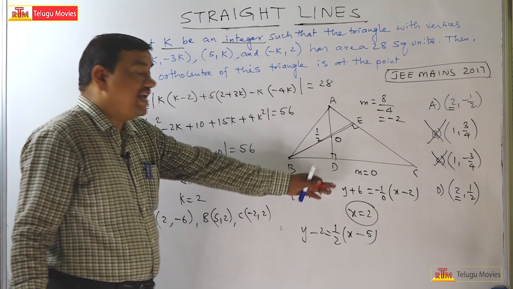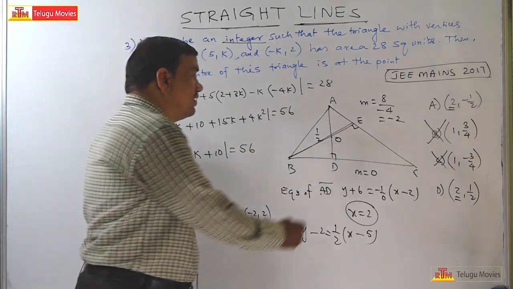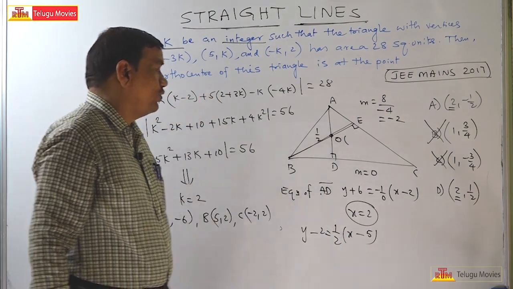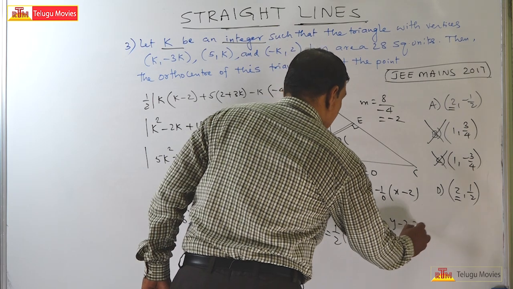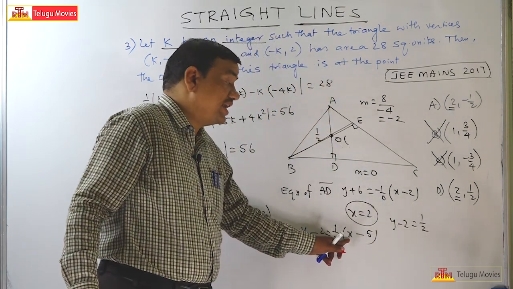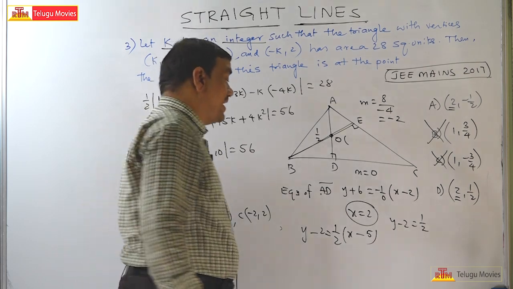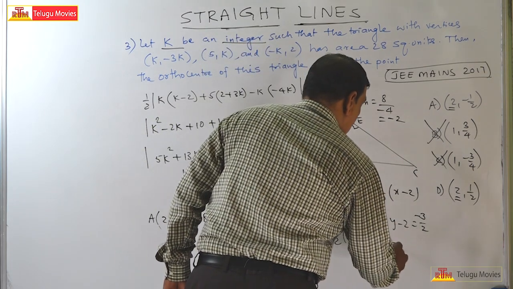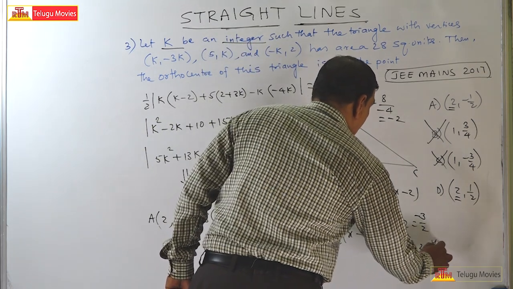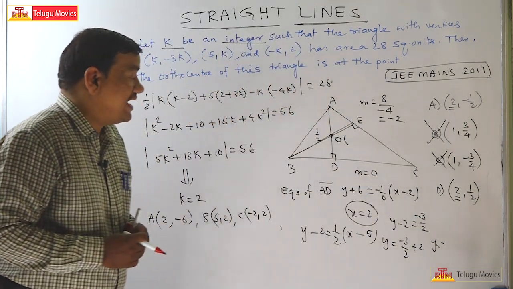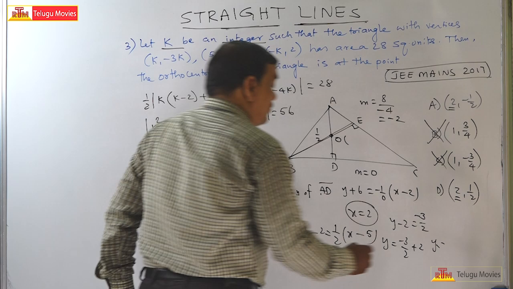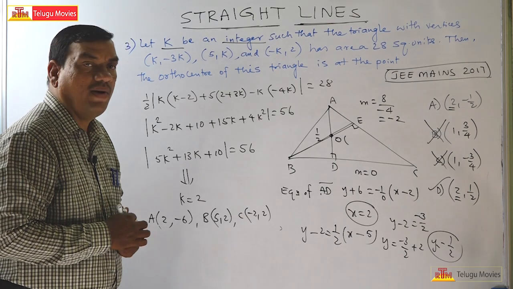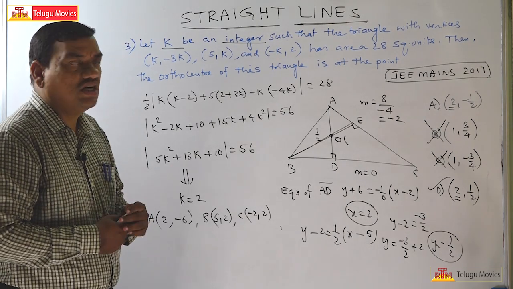Okay, now already x is equal to 2 we got. We have to find the point of intersection. So substitute x is equal to 2 here. So y minus 2 is equal to 1 by 2 into (2 minus 5), minus 3 by 2. So take that to the other side: y is equal to minus 3 by 2 plus 2. 2 twos are 4, minus 3 plus 4, 1. Therefore your y value is 1 by 2. So option D will be your correct answer, (2, 1/2). Such an easy problem this is.